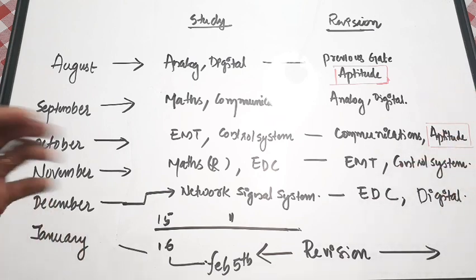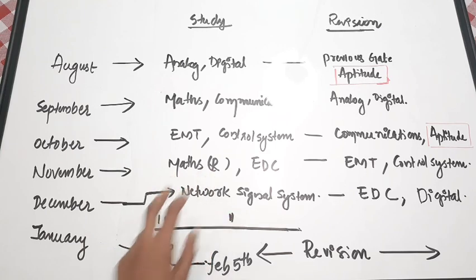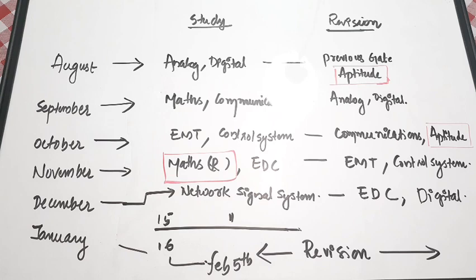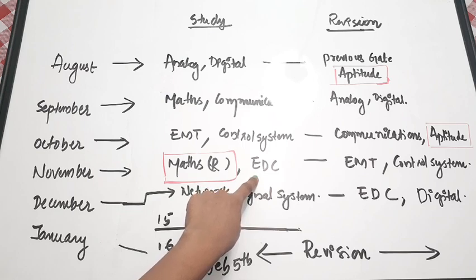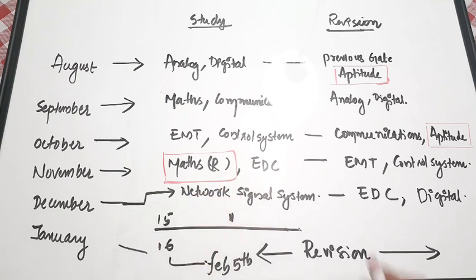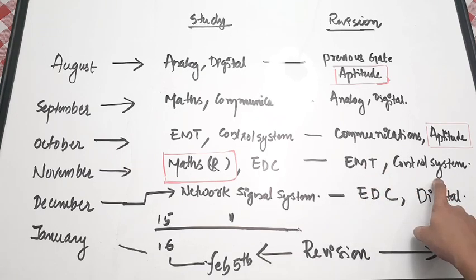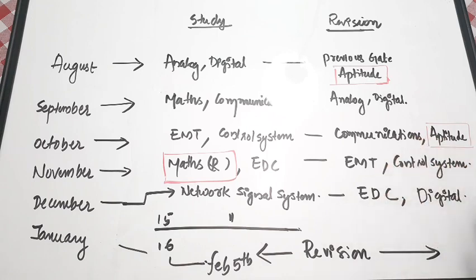Then again, in November, actually, you're not studying, or if some portion is left out from the maths, you can cover it here and also do the revision. Okay, then again, along with that, you are going to study EDC, the electronic devices. Then here you have to revise EMT and control systems. So every day, I would suggest you to do the revision in the afternoon. Okay, so you are going to revise EMT and control systems on alternate days.